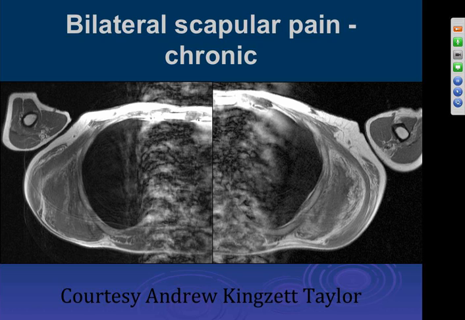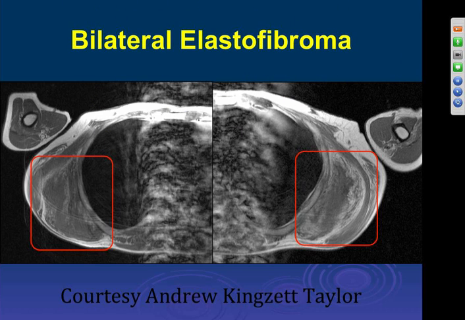Okay, Brian? Bilateral chronic scapular pain. We see masses, left side more prominent than right, which have some fat content and a fairly characteristic location and appearance for an elastofibroma. Let's go with that. Yep.